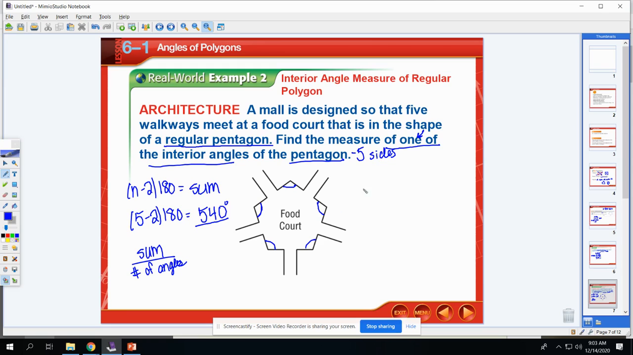So if there's 5 sides here, that means there are 5 angles. So if we're looking for one of those angles, we're going to take 540 and divide that by 5. Okay, so for one of the interior angles, we're going to get 108 degrees. So all 5 of these here would be 108.